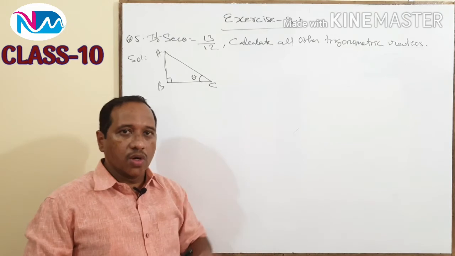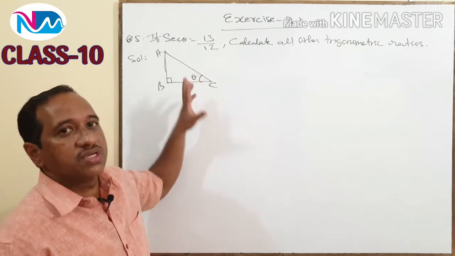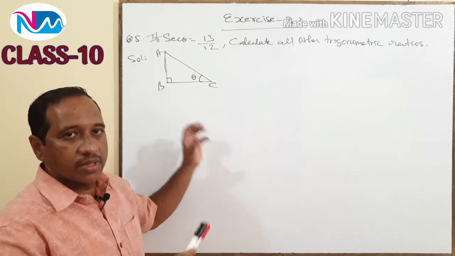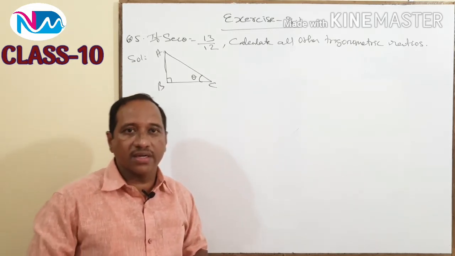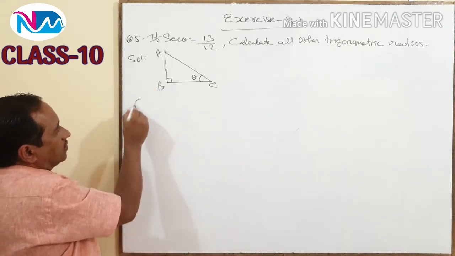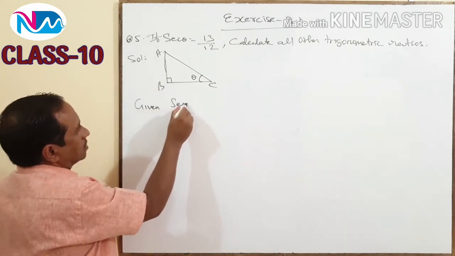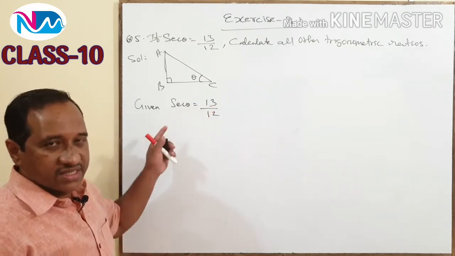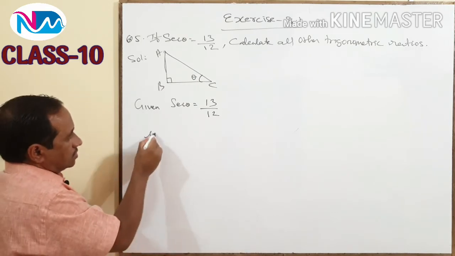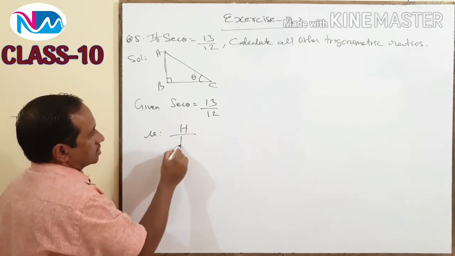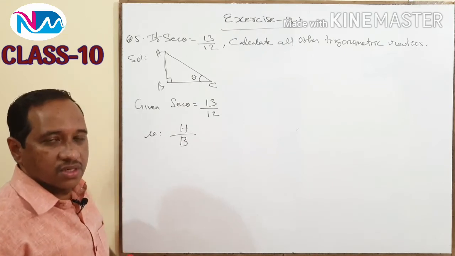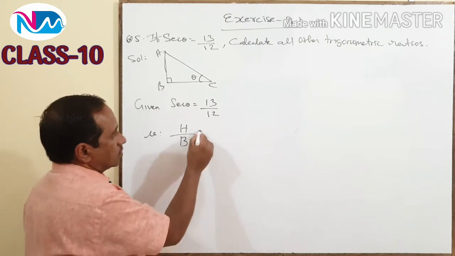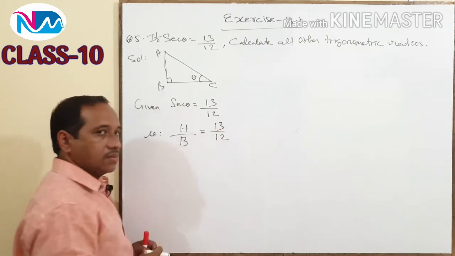Here we are going to solve this question without using the figure. I have drawn the figure just to understand that the trigonometric ratio is defined for a right angle triangle. Here, given sec theta is equal to 13 by 12. Sec theta is defined as hypotenuse by base. Sec ratio is defined as hypotenuse by base is equal to 13 by 12.